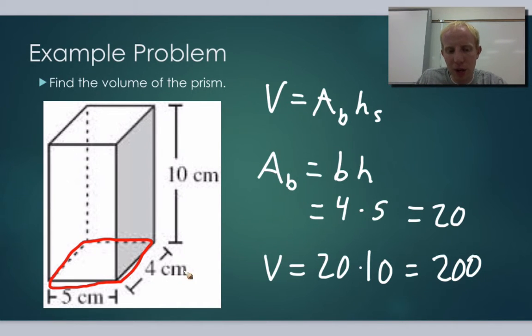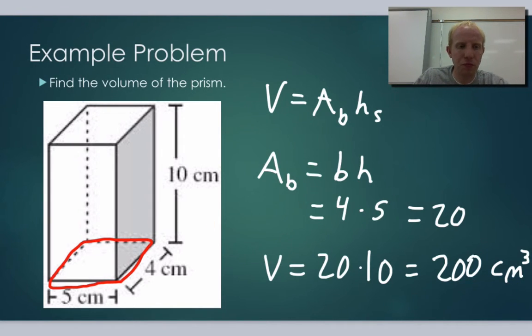Now we look at units. In this case, we do have centimeters listed, so we want to make sure our units are listed in centimeters as well. Because volumes are cubic, this should be a cubic centimeter. It's in 3 dimensions, so it should be cubic. So there you go. The volume of this prism is 200 cubic centimeters.